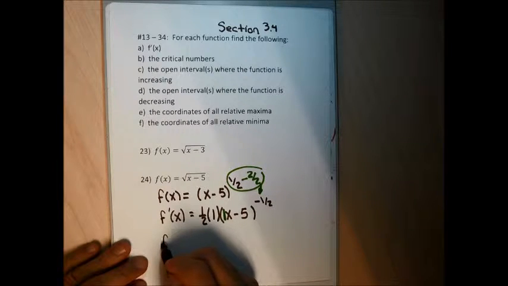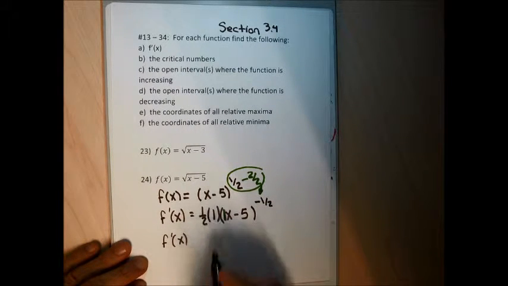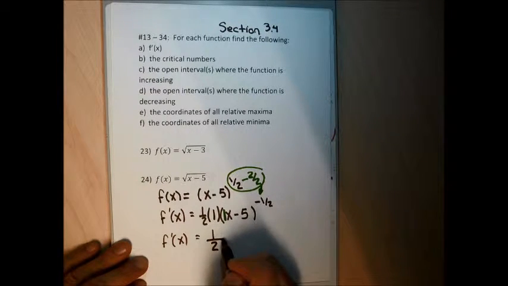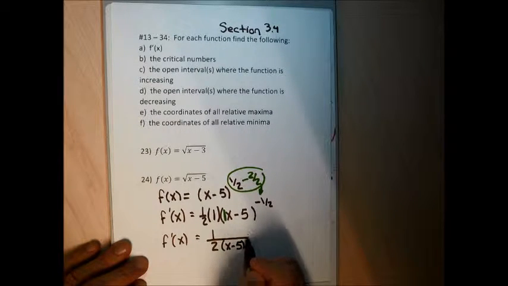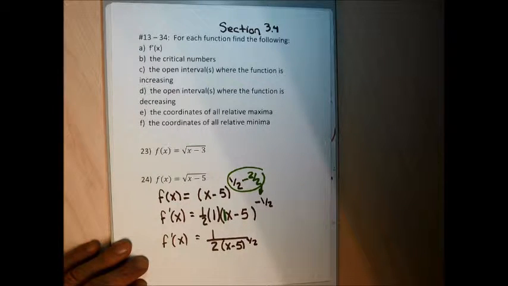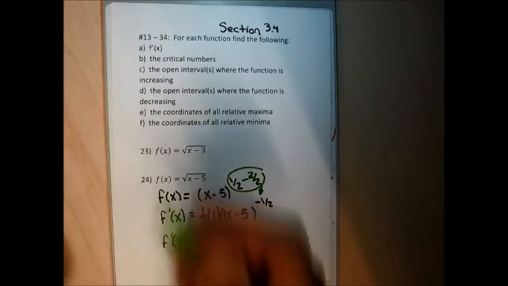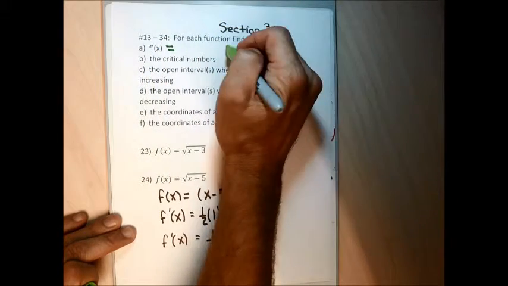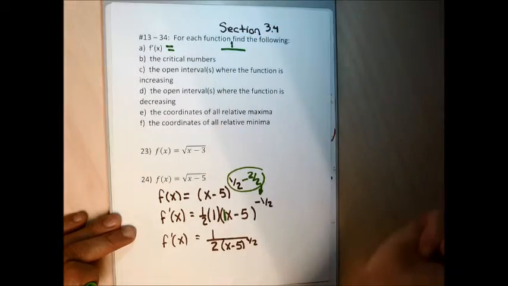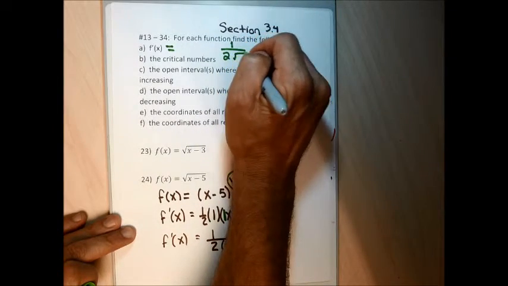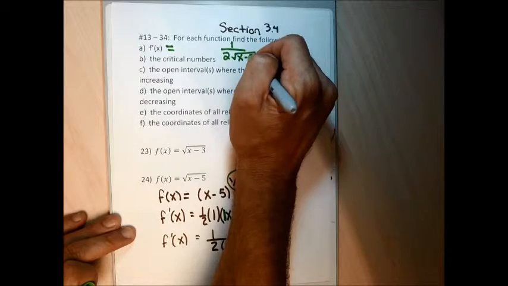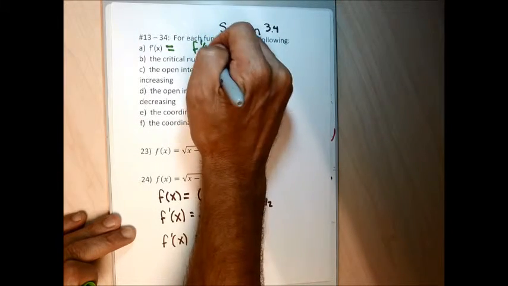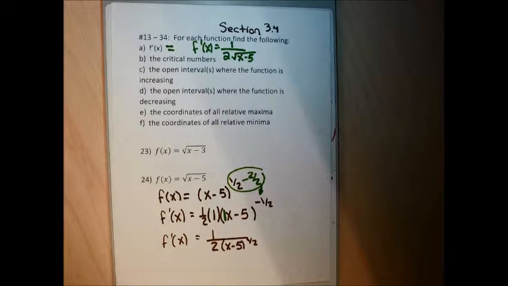I'm going to clean this up a little bit, meaning I'm going to multiply the 1/2 and the 1, and that will give me a 1/2. I'm going to make the exponent on the x minus 5 to the negative 1/2 positive by bringing it down into the denominator with the 2. And then I'm going to change the 1/2 power back to a square root, and I'm going to go ahead and write my answer right up here as f prime of x equals the fraction that has a 1 in the numerator and 2 times the square root of x minus 5 in the denominator. All right, so that's the derivative.